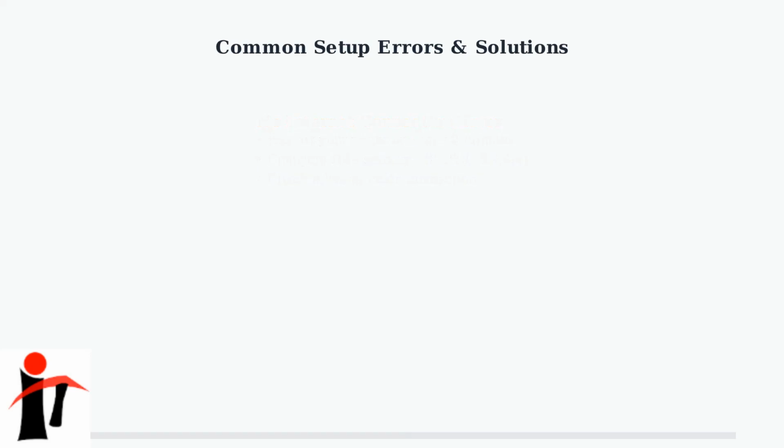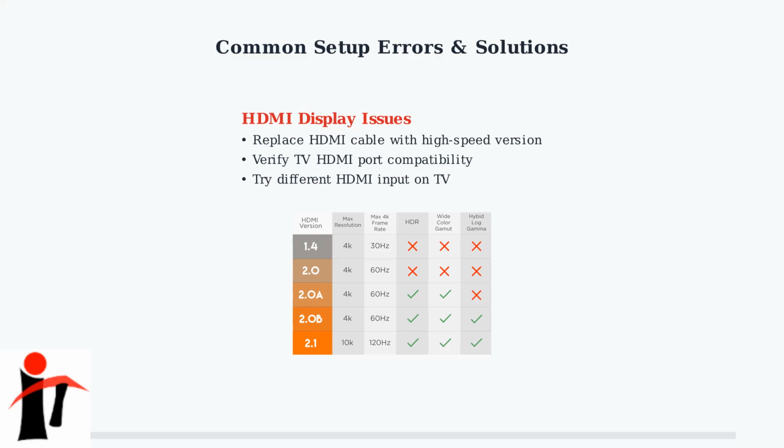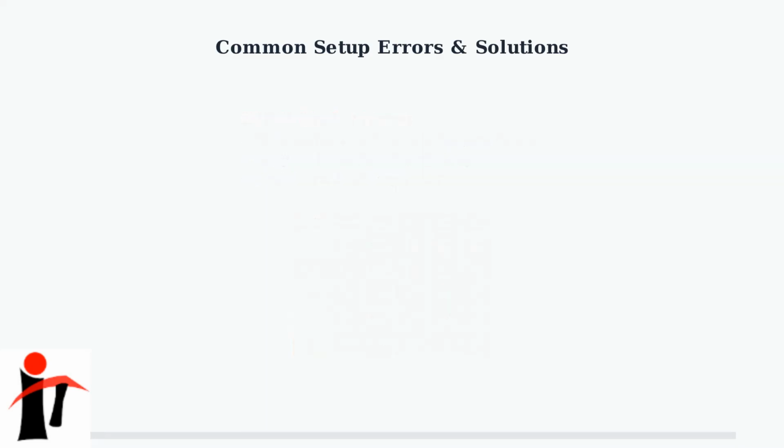For internet connection errors, restart your router, configure DNS settings to 8.8.8.8 and 8.8.4.4, and check your Ethernet cable connection. For HDMI display issues, replace your HDMI cable with a high-speed version, verify your TV's HDMI port compatibility, and try different HDMI inputs on your television. HDMI 2.0 or higher provides the best compatibility for 4K content.